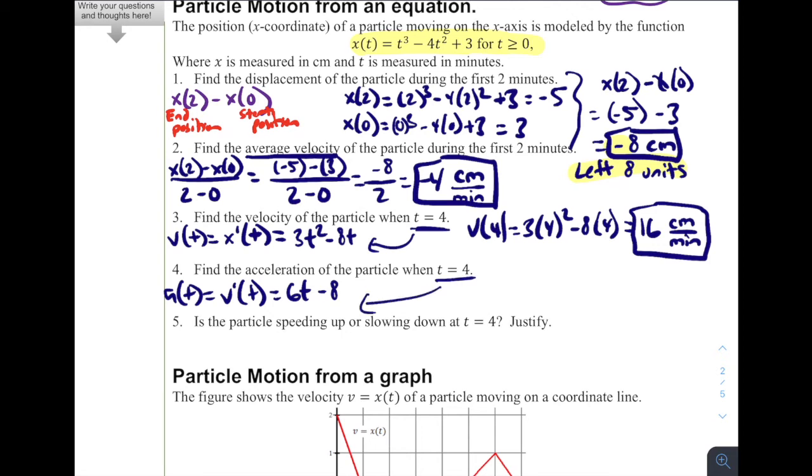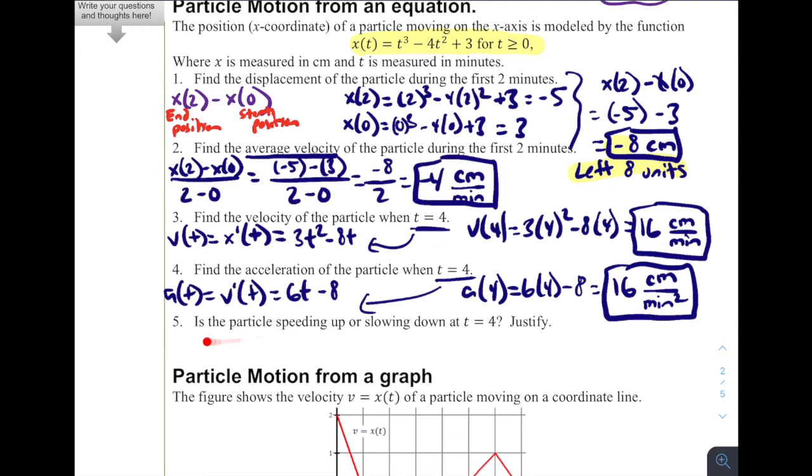And we're going to plug in our acceleration here. So a of 4 is going to be 6 times 4 minus 8. 24 minus 8 gives us 16 centimeters per minute squared, per square minute. And notice here the difference in units, right? Acceleration, it's centimeters per minute, so it ends up being minute squared here. Useful to know. The fact that these are both 16 is just a coincidence in this problem. That does not actually happen on a regular basis, but worked out for this particular problem.